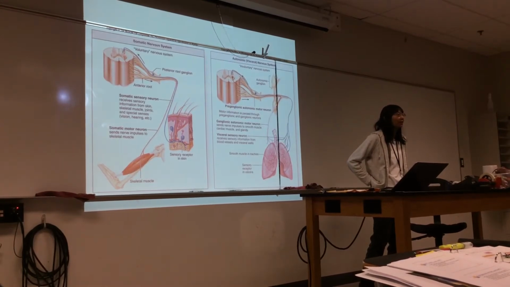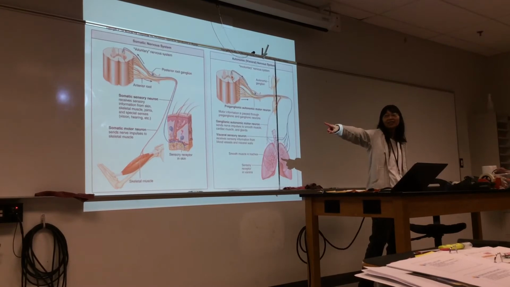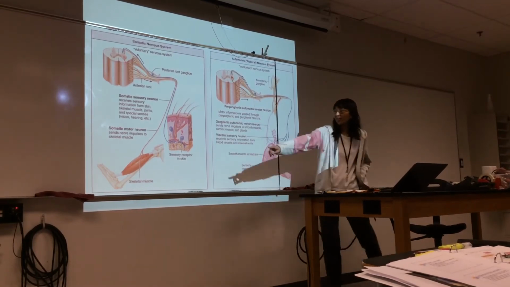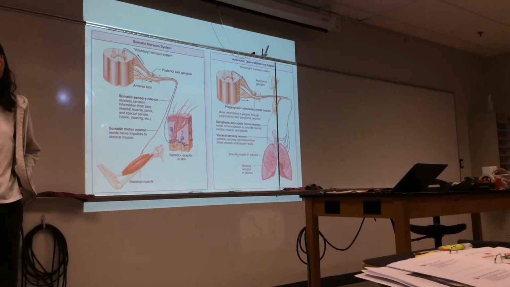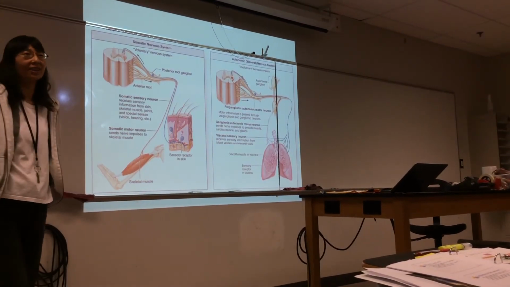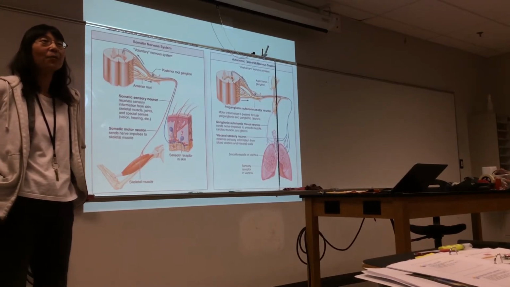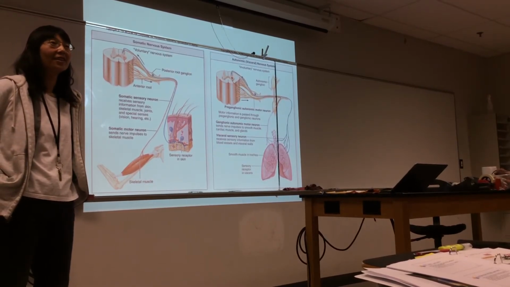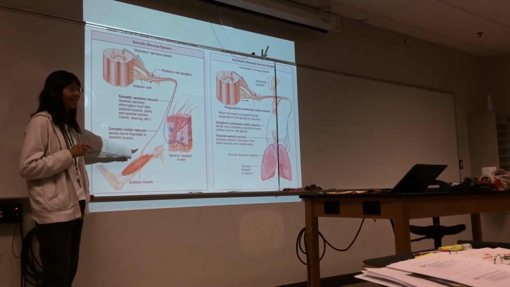Somatic motor. Okay, where's somatic? Over there. Over here. Somatic motor involves how many neurons? How many motor neurons? Sorry. Somatic motor has how many? Only has one. This red one, correct?